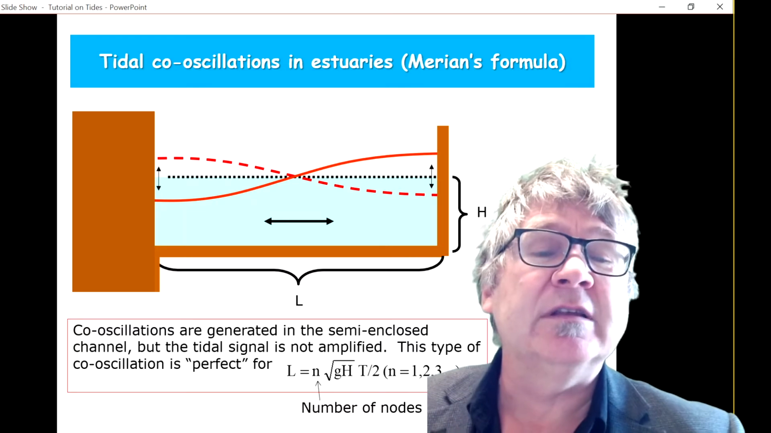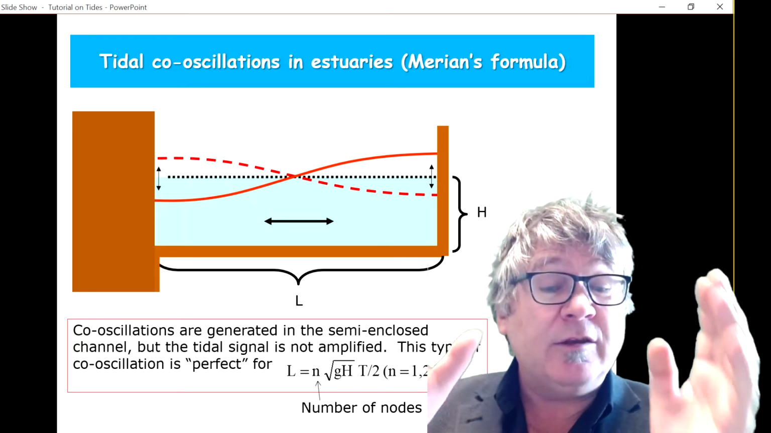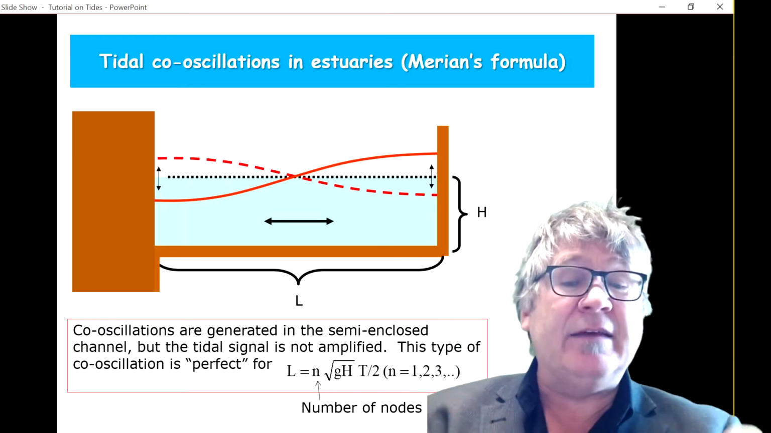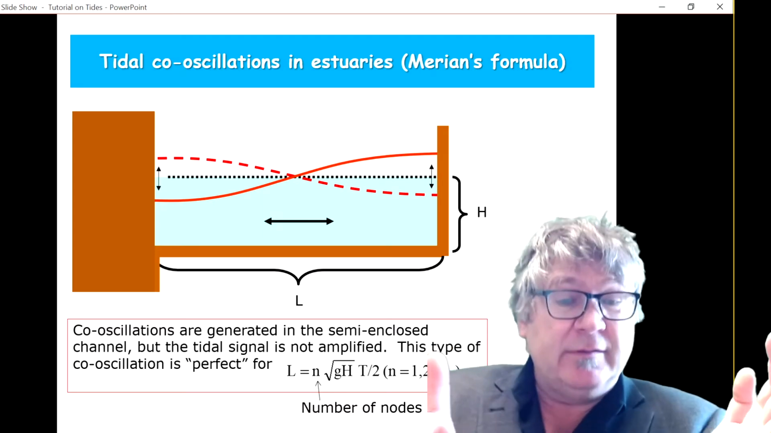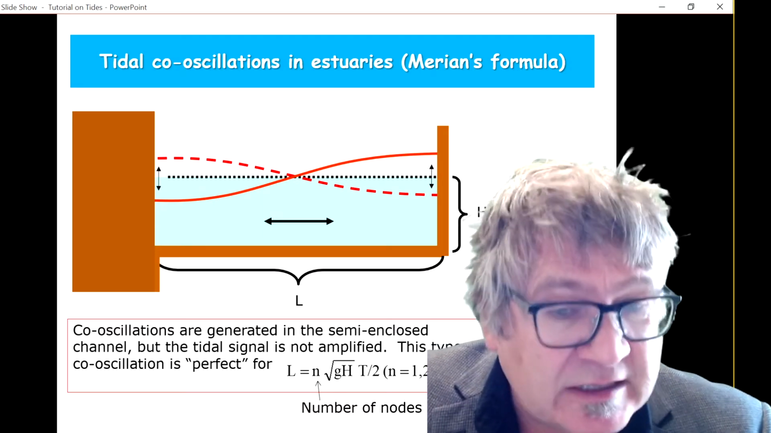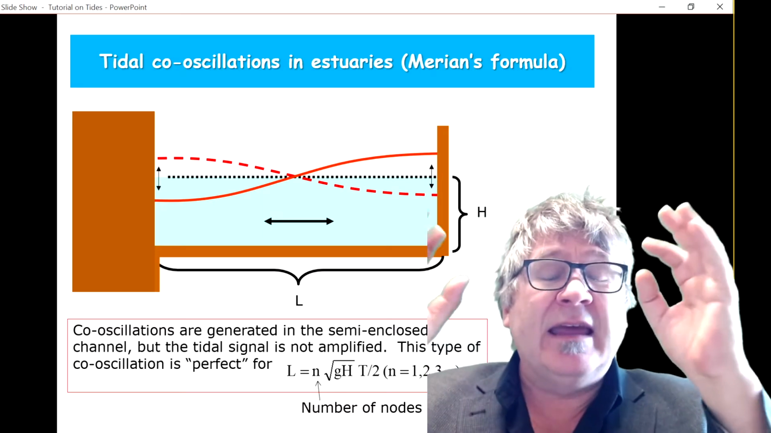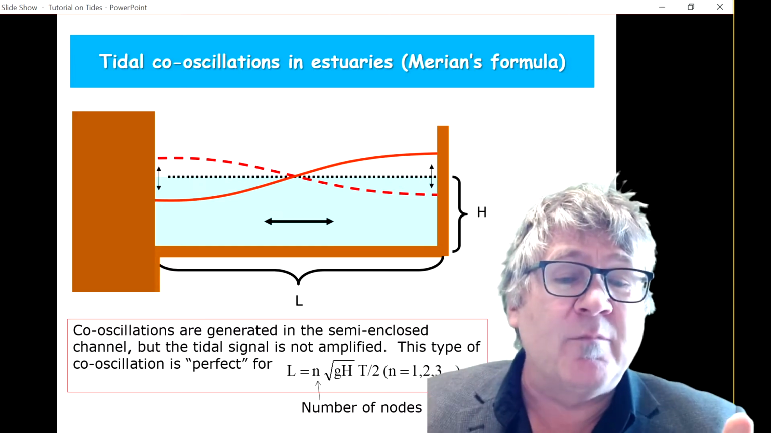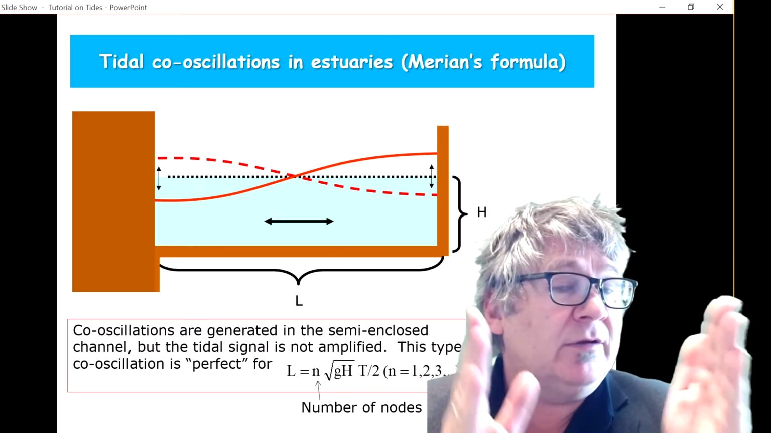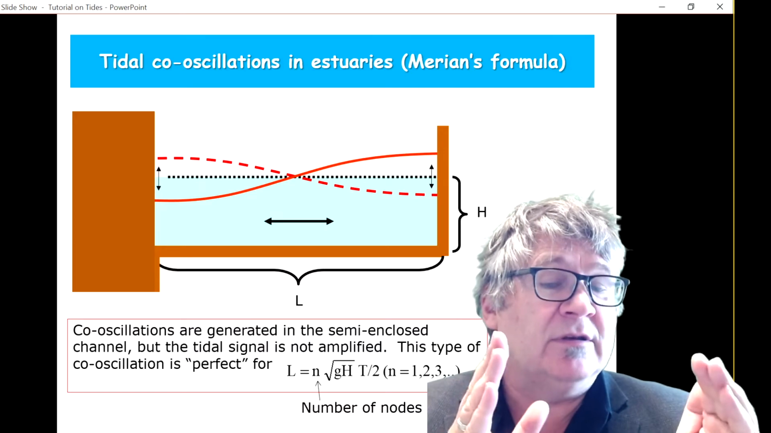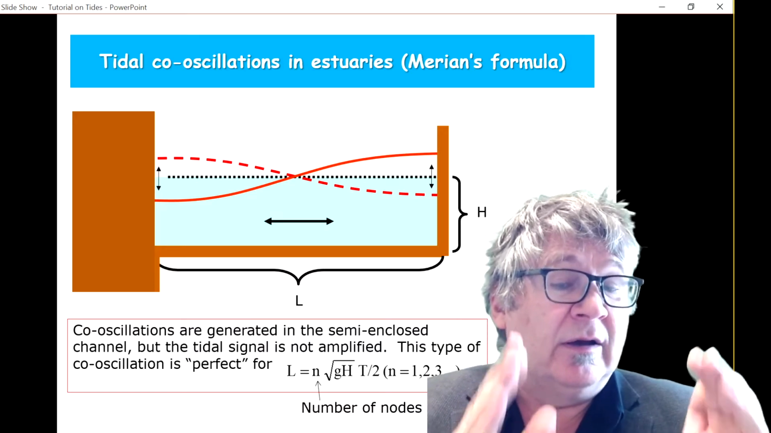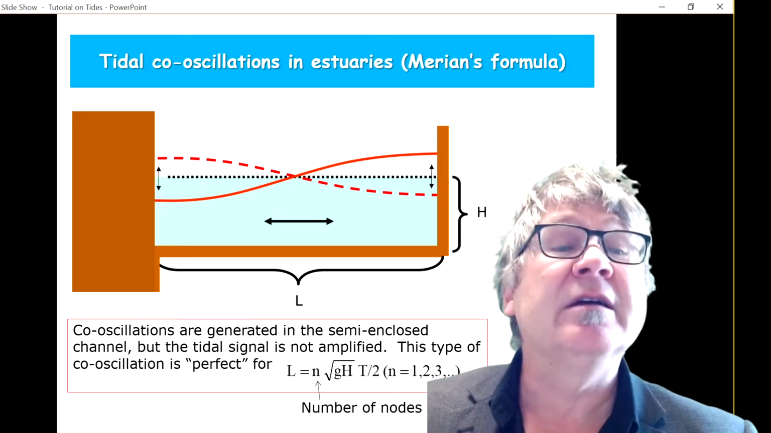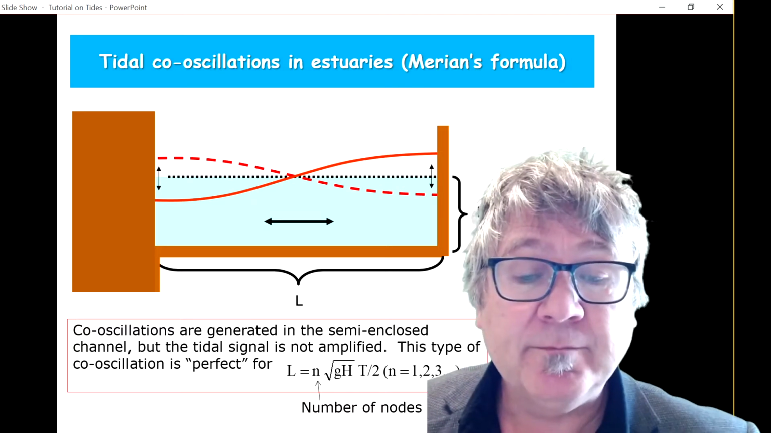It's a natural oscillation. And you can work out exactly for a given period. So we're talking about tides, we know what the period is. You can exactly work out for a given height what length you need in order to create this natural oscillation. And this one is known as Merian's formula.